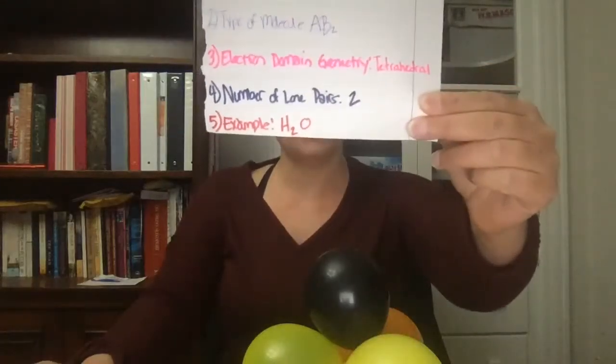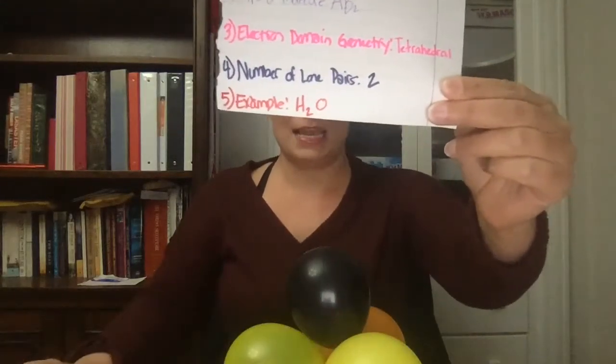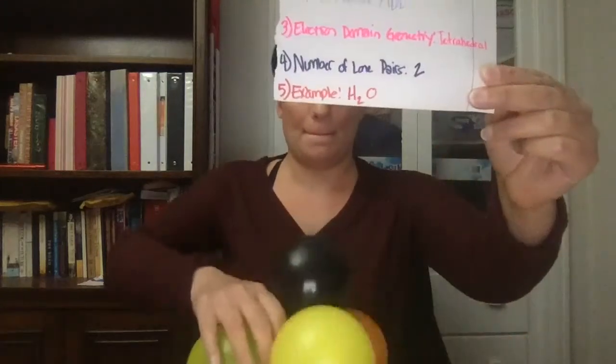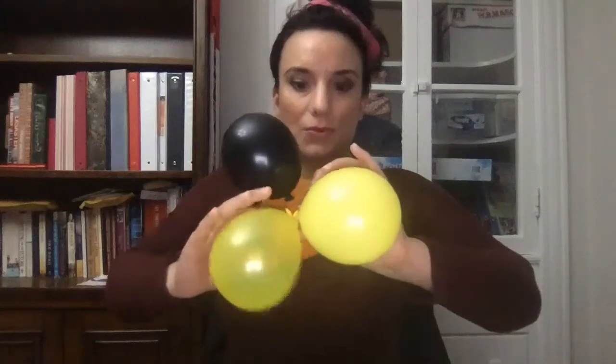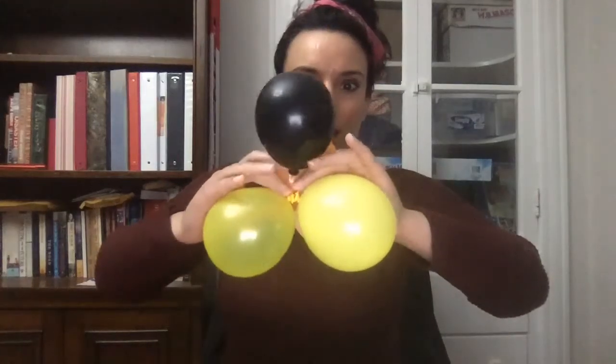And the placement of the lone pairs is right here in the middle, but a little bit skewed. Right around there would be these places. So 2 on each side.